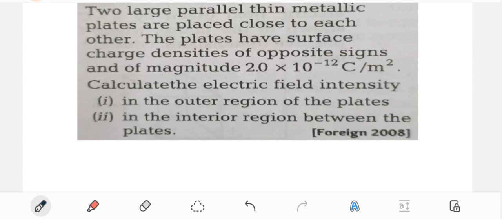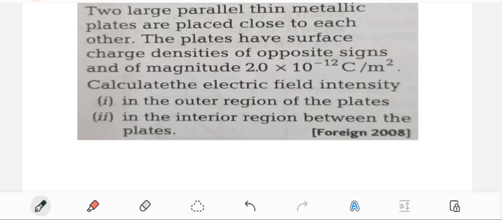The two large parallel thin metallic plates. We have two plates, remember it, two plates close to each other. The plates have surface charge density of opposite signs. Two plates, and the surface charge densities are of opposite signs.